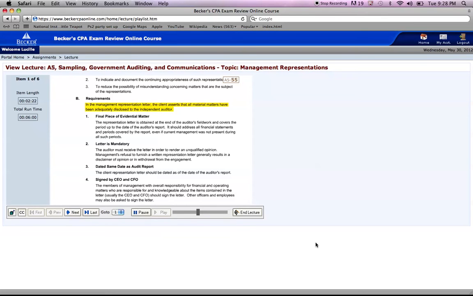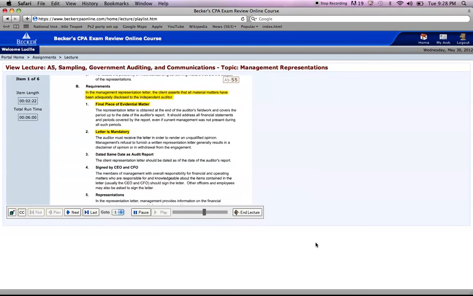In the management representation letter, the client asserts that all material matters have been adequately disclosed to the independent auditor. And what are some of these? Well, let's highlight the main points here. Number one, final piece of evidential matter. Notice the letter is mandatory. In fact, go down to the third line and highlight disclaimer of opinion or withdraw. Not only do you highlight that, but underscore disclaimer of opinion, circle the word or, and then underscore withdrawal, because it's going to be one or the other.